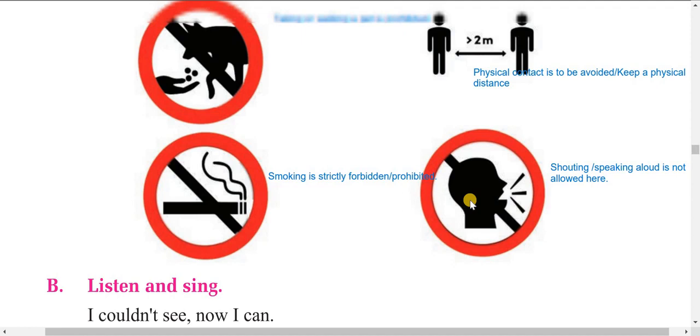And the fourth picture means you can say silence please, or speaking is not allowed here. Shouting is not allowed here, or no sound. Shouting or speaking aloud is not allowed here. Silence please, we can see.